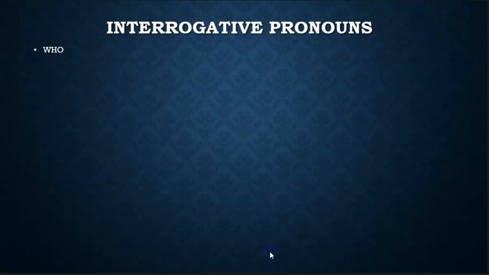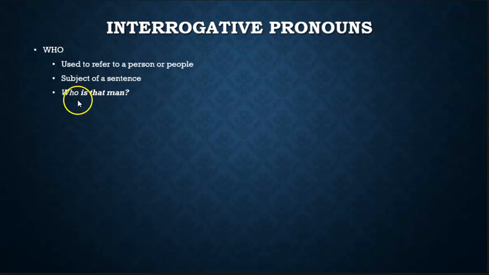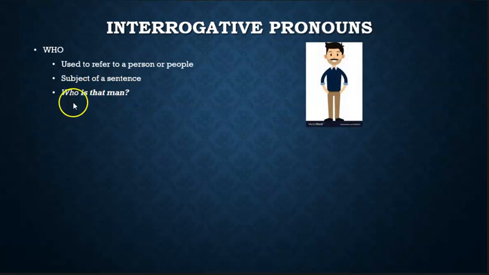So we use who to refer to a person or people. We use it when it's the subject of the sentence. So we don't use it with objects or places, and we don't use it when it is an object in the sentence. So an example is, who is that man? Okay, who in the sentence is the subject, is is a linking verb, man would be the predicate noun.